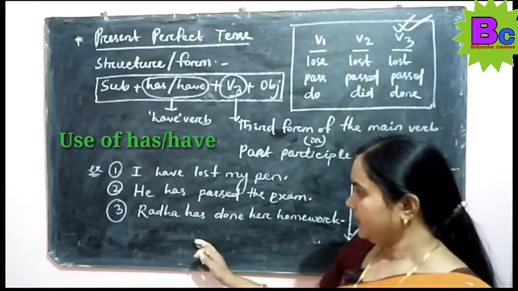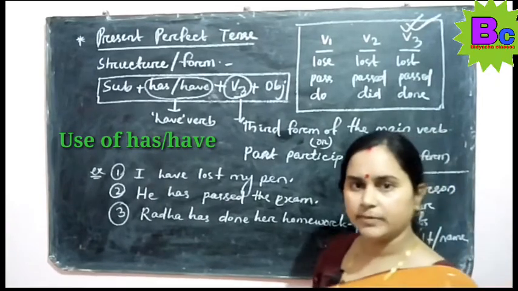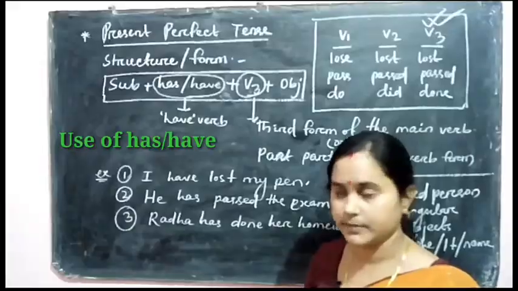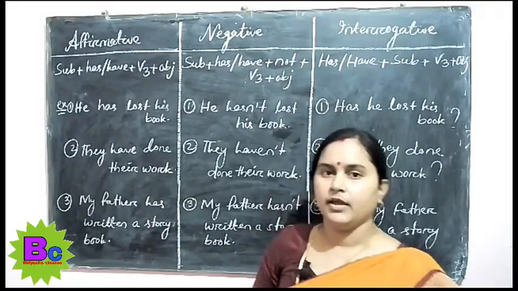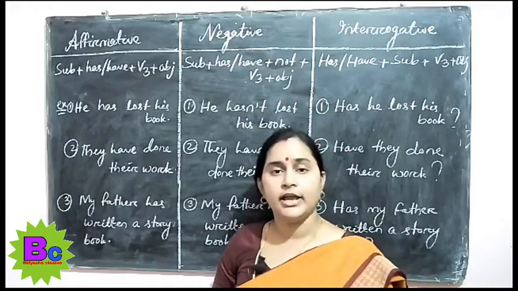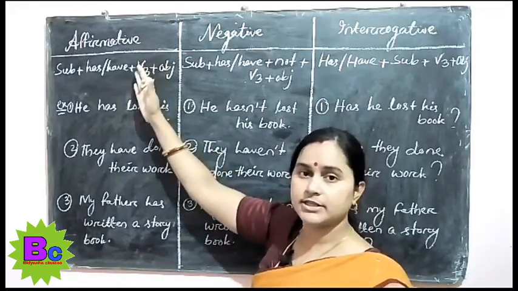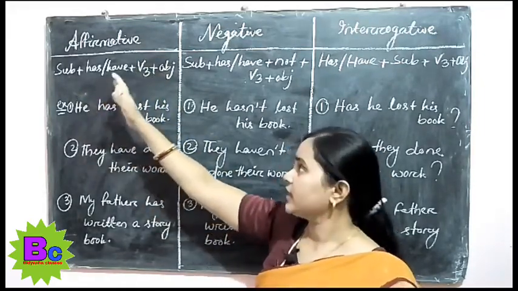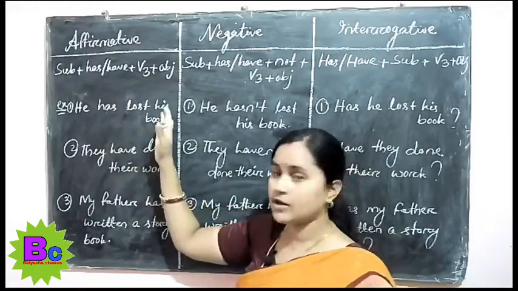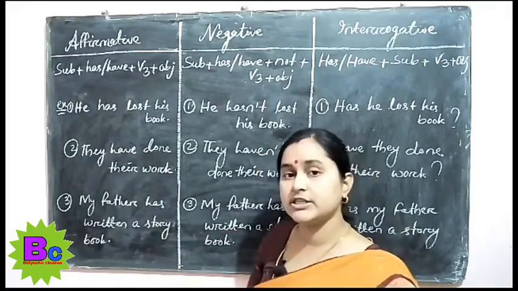So now I am going to discuss the types of sentence and their structure or forms. My dear students, the structure for present perfect tense may vary according to the different types of sentence. So the structure for an affirmative sentence is subject plus has or have plus V3 plus object. For example, he has lost his book. They have done their work. My father has written a storybook.